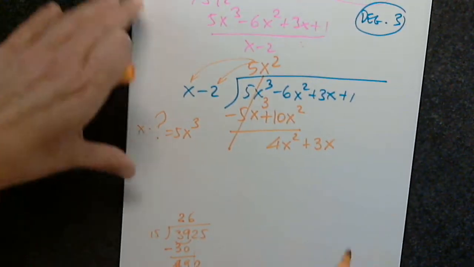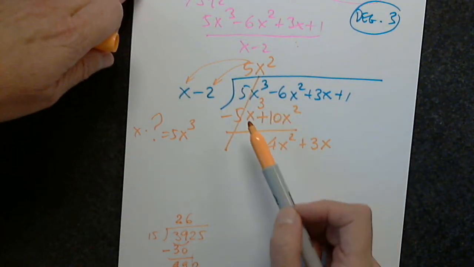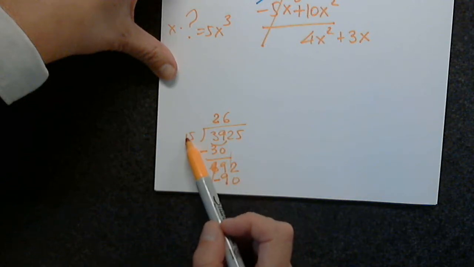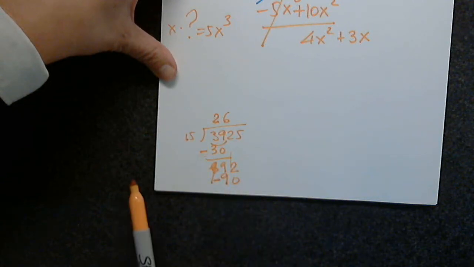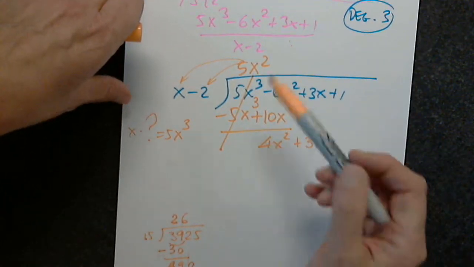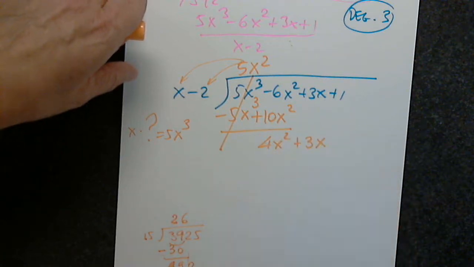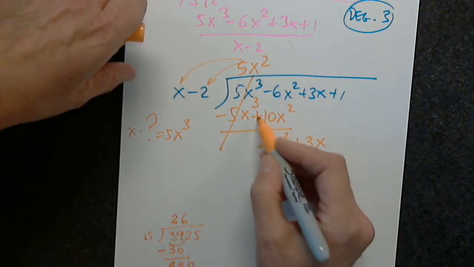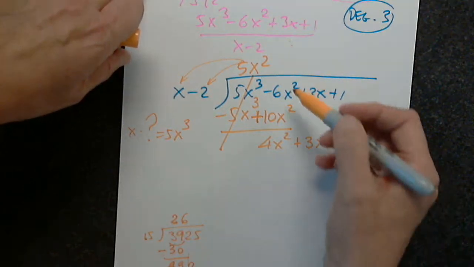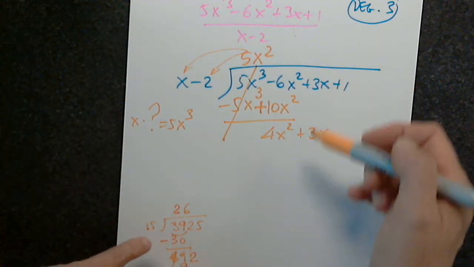For the same reason, one more time, let's do this. 5x squared times x is 5x cubed. But for the same reason that 2 times 15 was 30 and I had to change the sign, I have to do the same thing here because I subtract. So then 5x squared times negative 2 is negative 10x squared. I subtract negative 10x squared. That means I have to add 10x squared. So I perform the operations I see, and then I bring down the next in line.